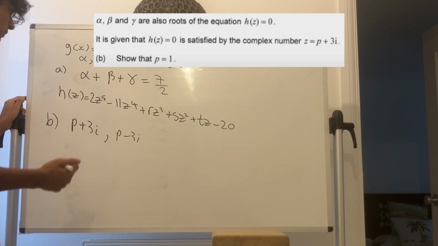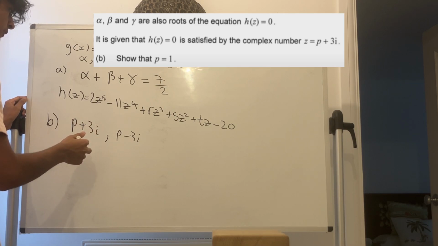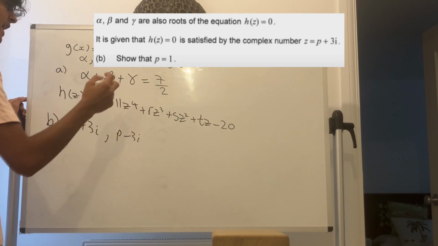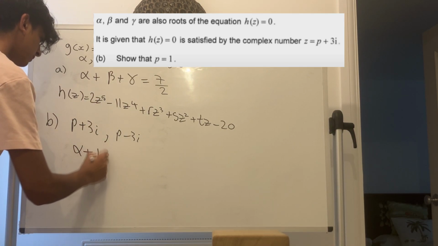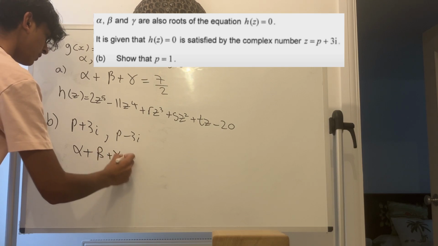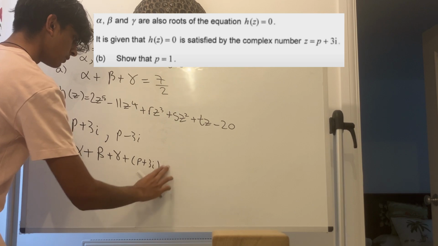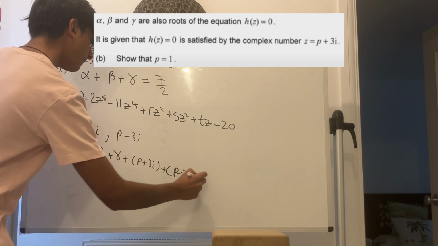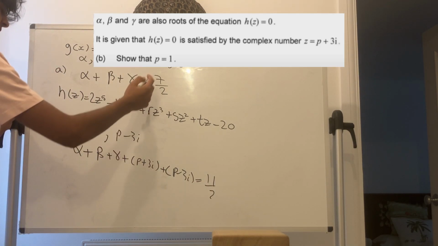So we can once again find the sum of the roots. So we can do alpha plus beta plus gamma plus this, and we know that would be equal to 11 over 2. So I can say alpha plus beta plus gamma plus p plus 3i plus p minus 3i equals 11 over 2. We know that alpha plus beta plus gamma is simply 7 over 2.